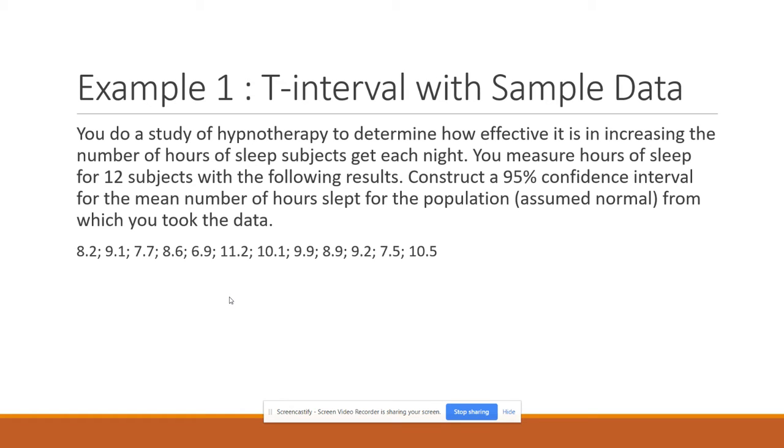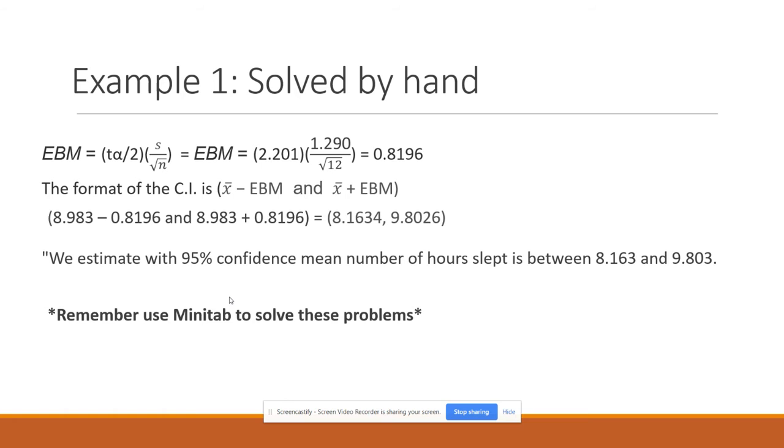Assume it's normal from the data that you took. And here is your data. All right, I'm not given a population standard deviation, or it doesn't say there's a known standard deviation. So that is my first clue that I have to do a T interval. I could do it by hand, but again, that would be really time consuming.